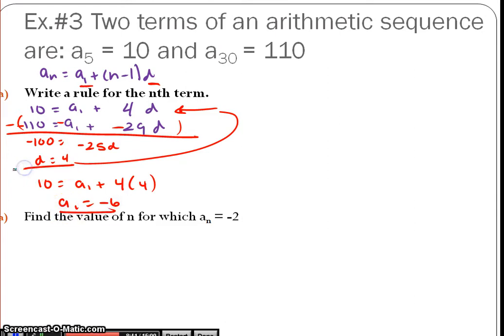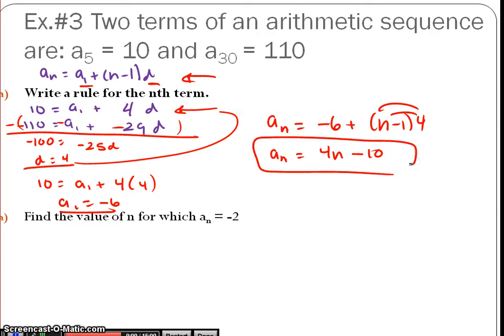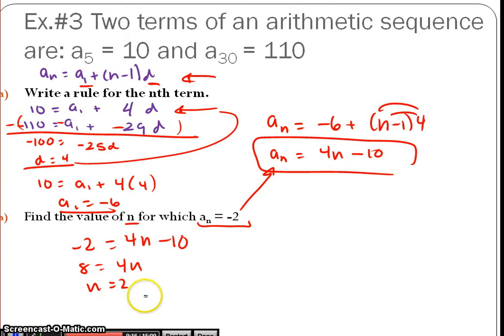So I have my two bits of information, so now I can plug it into my equation for the arithmetic sequence. A sub n is a1, negative 6 plus n minus 1 times d, which was 4. Distribute, a sub n is 4n minus 10. And that is the nth term rule. And now I'm going to find the value of n for which a sub n is negative 2. So my a sub n is negative 2, so I'm going to plug that in. Negative 2 is 4n minus 10. I'm going to solve for n, bring 10 to the other side, and I get n equals 2, which tells me the second term is negative 2.